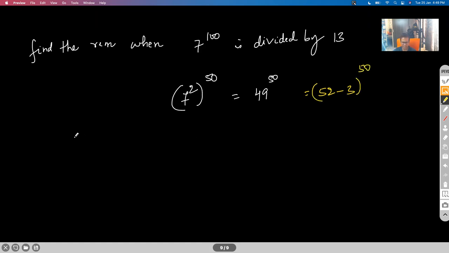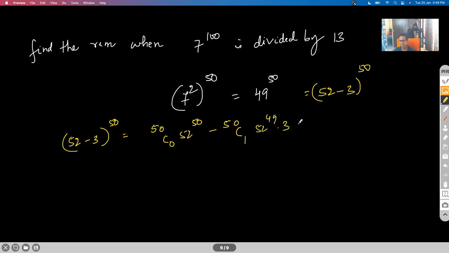Correct? So if I write 52 minus 3 to the power 50, you'll end up getting 50C0, 52 to the power 50. Then you'll get minus 50C1, 52 to the power 49 into 3. Then plus 50C2, 52 to the power 48 into 3 square. And till the last but one term, 50C49, 52 to the power 1 into 3 to the power 49, and there will be a negative sign here. And the last term that will be left off will be 3 to the power 50.